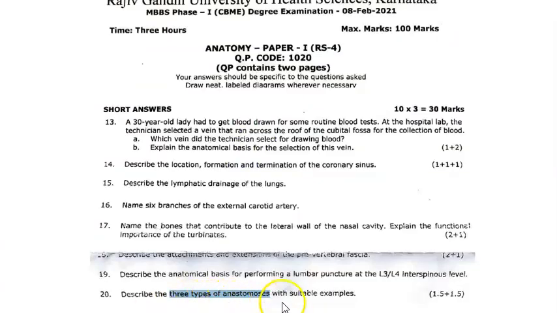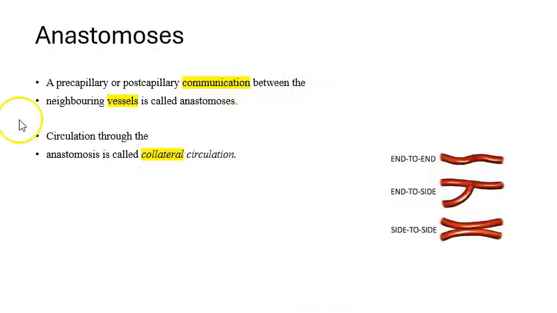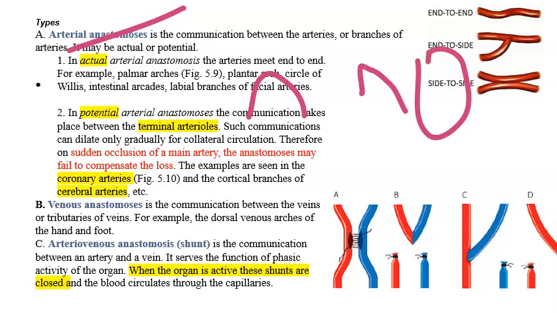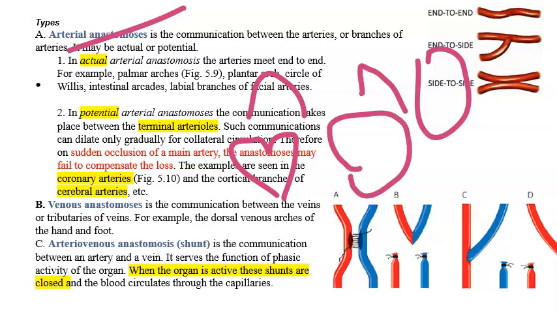So what are the three types of anastomosis with suitable examples? Quickly you can say now, for 3 marks in 3 minutes. Anastomosis is communication between neighboring blood vessels. Okay, so it creates a collateral circulation. So we have 3 types here: arterial, venous and arteriovenous. Now when you say arterial, the examples that you will give are the palmar arch, plantar arch, circle of Willis in the brain, etc. Then you can talk about the coronary arteries which have anastomosis. Then in the brain also the cerebral arteries have some anastomosis. These are actually between the terminal arterioles.